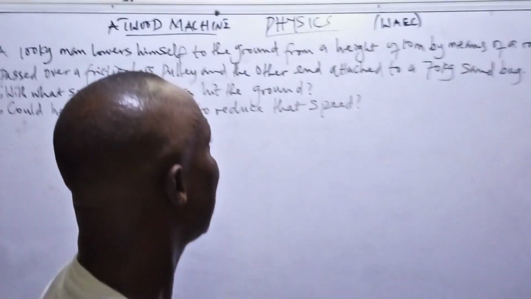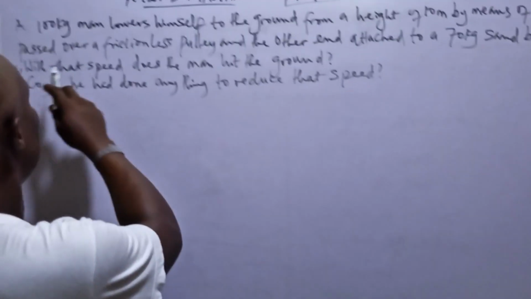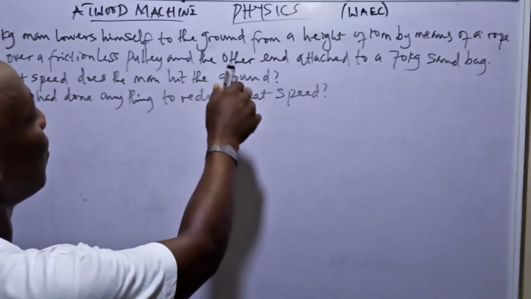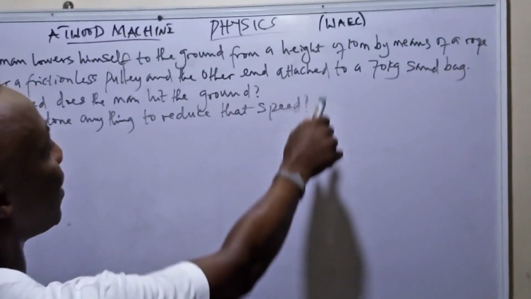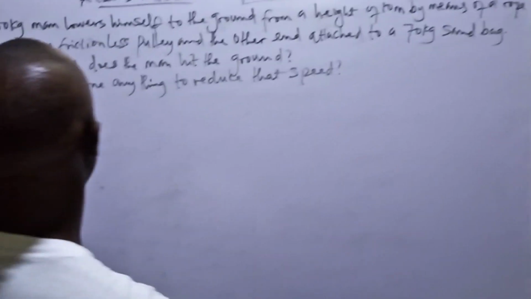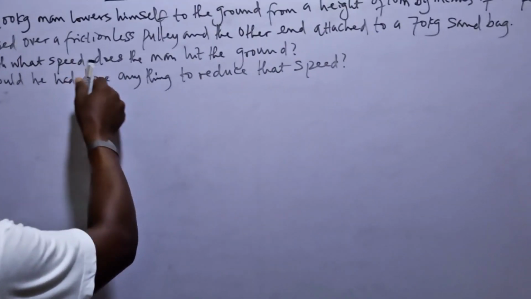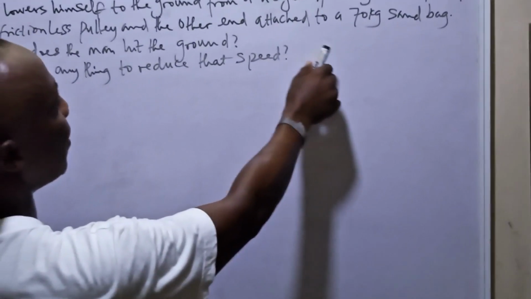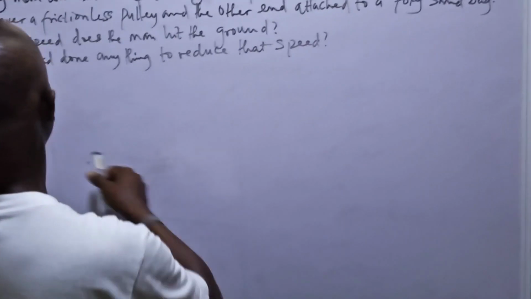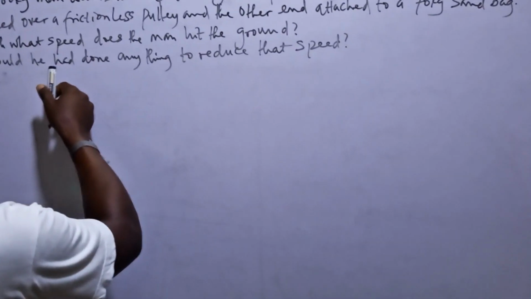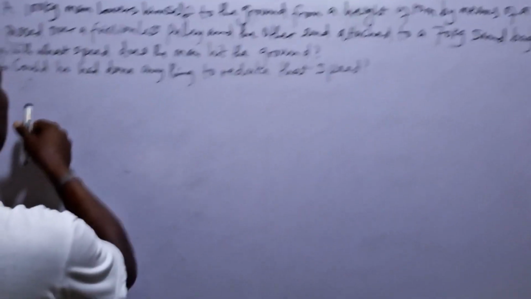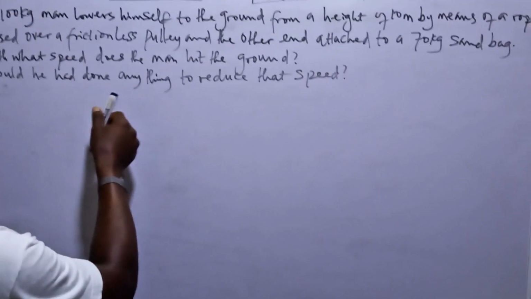Today we have a very important and practical question. It's stated here that a 100-kilogram man lowers himself to the ground from a height of 10 meters by means of a rope passed over a frictionless pulley and the other end attached to a 70-kilogram sandbag. Question is, with what speed does the man hit the ground? Second one, could he have done anything to reduce that speed?